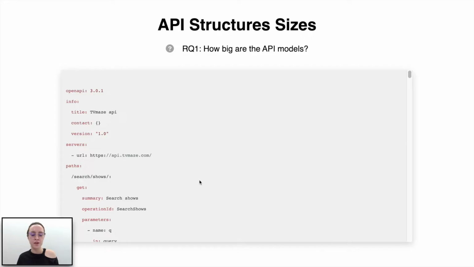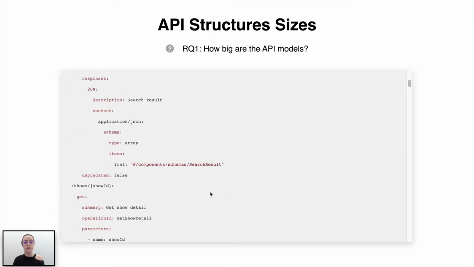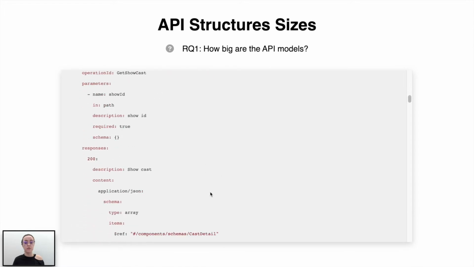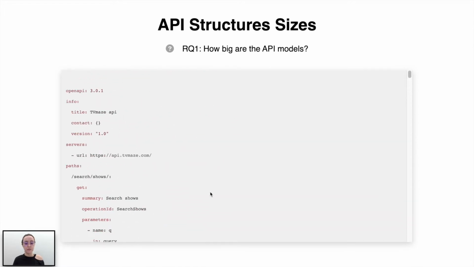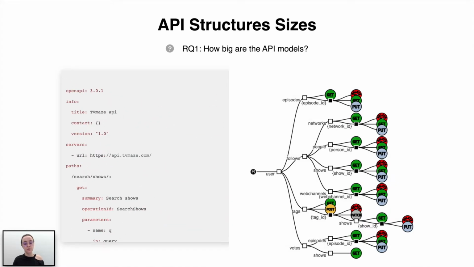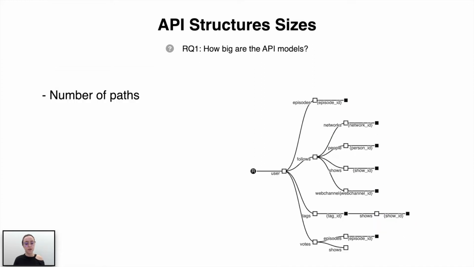When we talk about the size of an API, we can receive a lot of answers depending on the metric we chose to measure it. Let's start with the size of the structures. OpenAPI descriptions of Web APIs contain all the needed details to extract and draw their tree structure. Based on this structure representation, we defined our size metrics. The first one is the number of paths, which are simply the number of paths listed in the original description of the API. The second one is the operations.